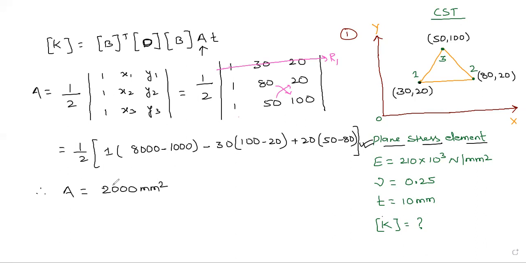Next thing I am going to calculate is this B matrix. Next one, our aim is to calculate this B matrix. So let us solve this B matrix now. This B matrix, we know this B matrix is nothing. What we will call for this B matrix? B matrix is our strain displacement matrix. This is called as strain displacement matrix.